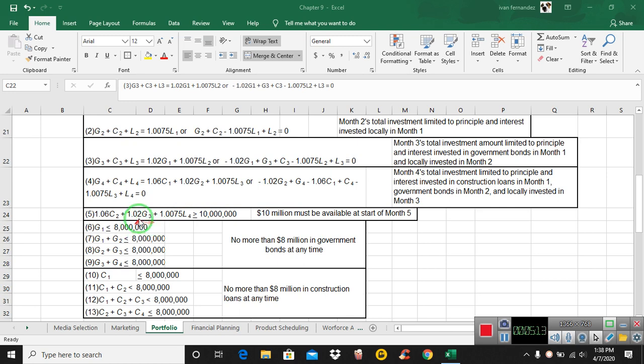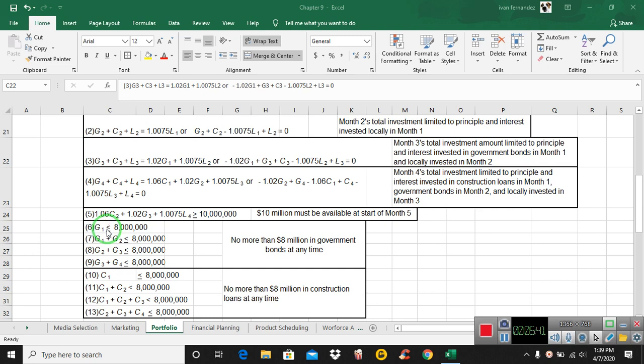in the fifth month. For construction loans, you will have that money available only if you invested in construction loans in the second month. Why? Because they go for 3 months. So they will be locked in the second month, the third month, and the fourth month. Okay? Plus, whatever you get in those locally invested funds, that has to be at least $10 million.